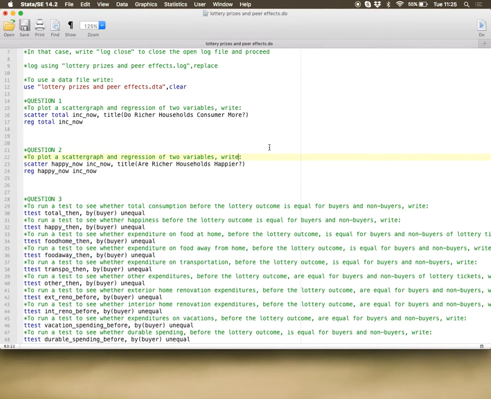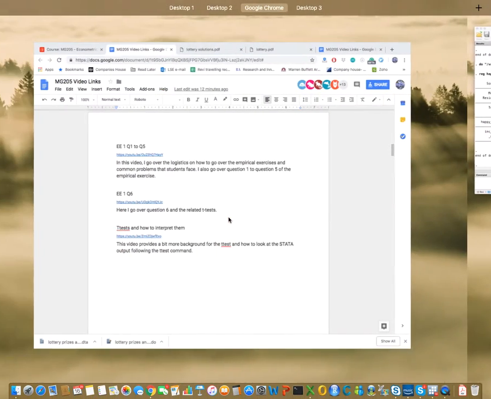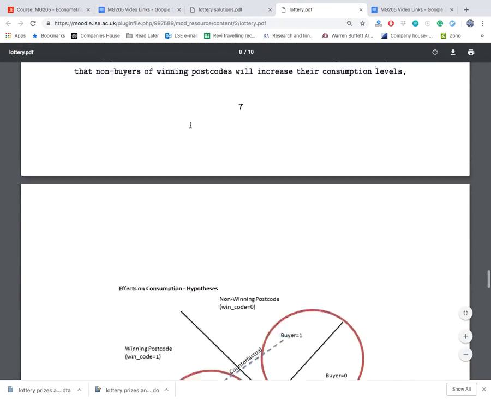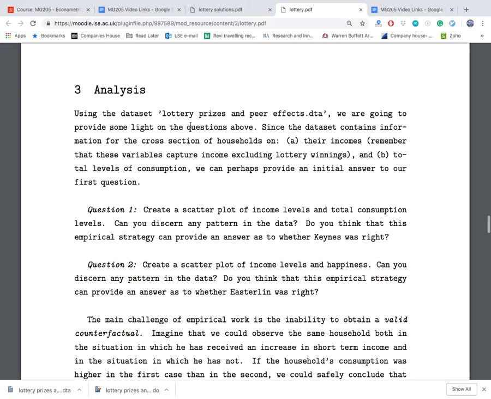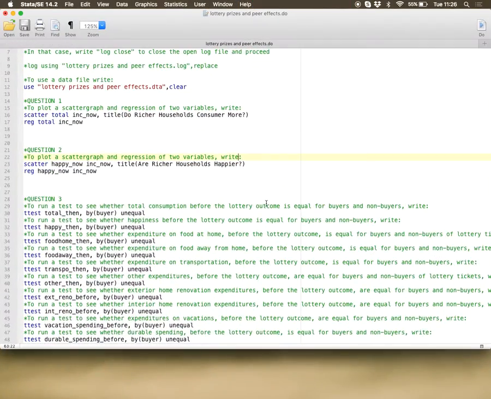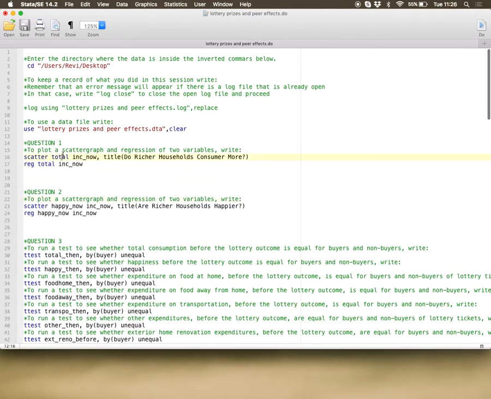I want to go over the empirical exercise 2, question 1 and 3, okay? And I want to show you a couple of things as we go through those questions. So, first of all, what are we trying to find out? In question 1, we simply want to interpret the scatter plot. Okay, so let's do a scatter plot of total expenditure and income.